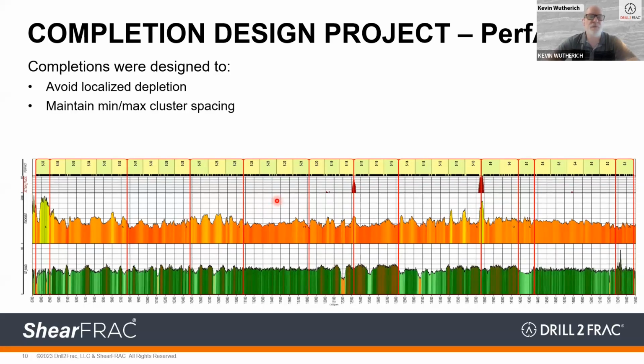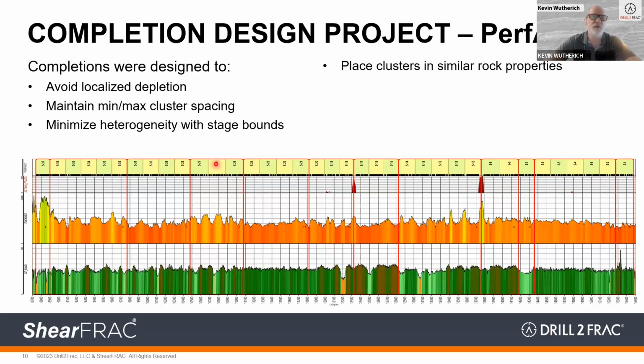The next thing that we do is we look at where we place the clusters within the stage, because all things equal, we'd love to have all our clusters in very similar rock, so they break down at the same time and take equal fluid. We want to minimize heterogeneity within the staging bounds. As I mentioned before, if we could take a stage and minimize heterogeneity within the stage, that's something we like to do. We can place clusters in similar rock properties, right? If we have them all in the same type of rock, they're more likely to initiate and propagate similarly.